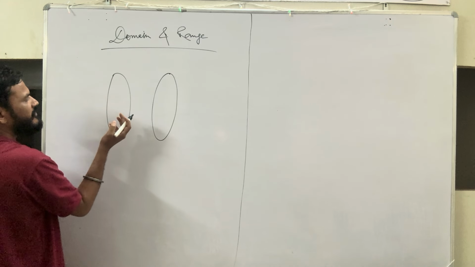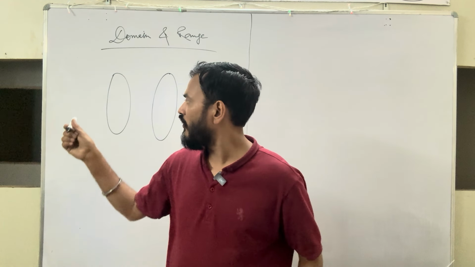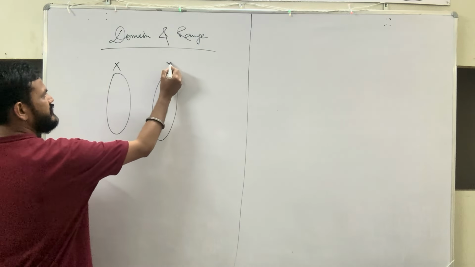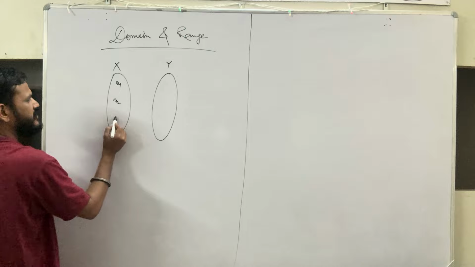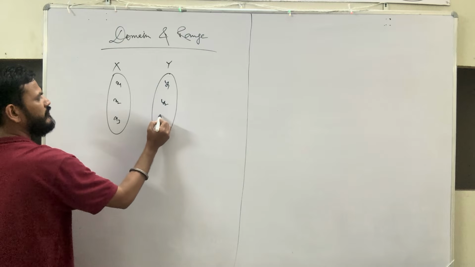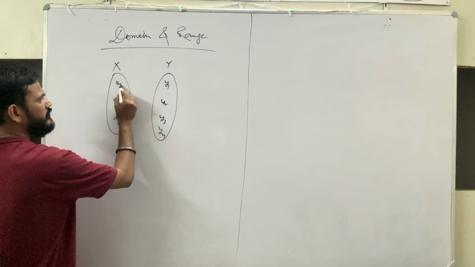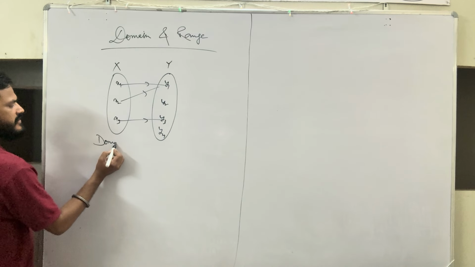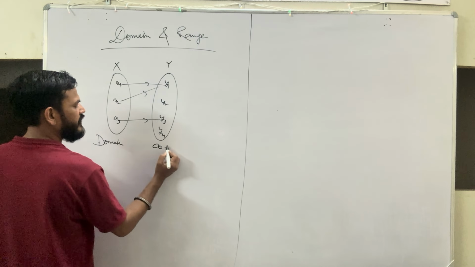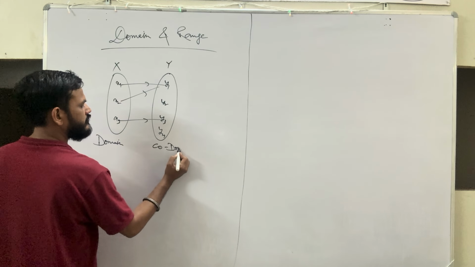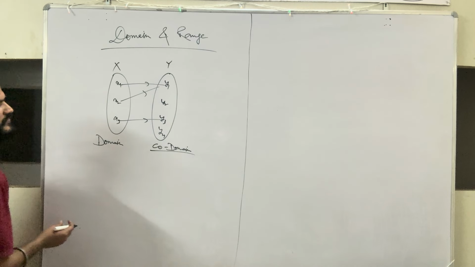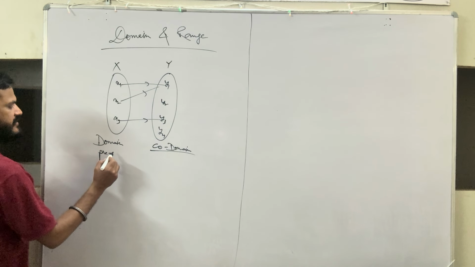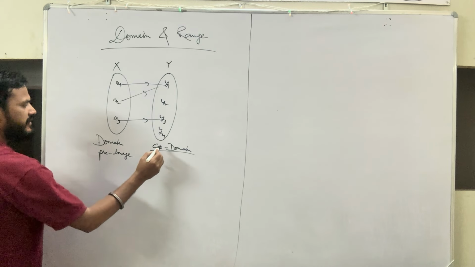So, you already know that a function is a special relation in which all the domain elements must have a unique image. So, assume this is set x, this is y, x1, x2, x3, y1, y2, y3, y4. So, this set is known as the domain set and this is the codomain. The first set is the domain, this is the codomain. You also know that this set is also known as pre-image, while this set is the image.